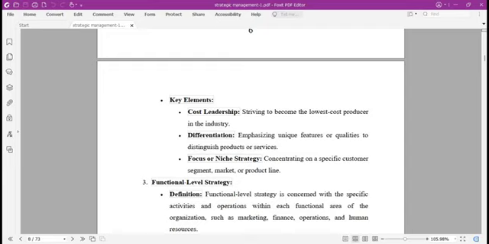Differentiation. Emphasizing unique features or qualities to distinguish products or services. What does this mean?